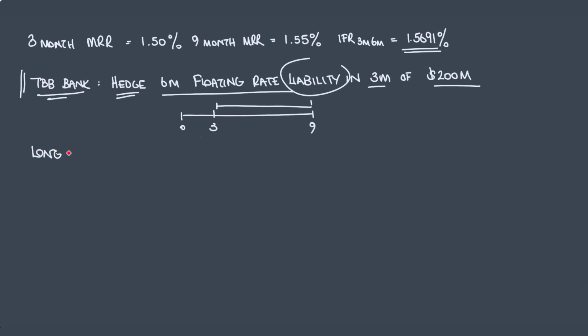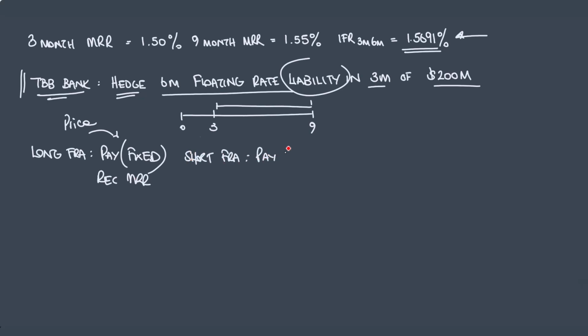Remember, if you go long on an FRA, you agree to pay a rate that's fixed. That is the price of the FRA. FRAs are not priced in dollars, they're priced in interest rates. You pay the fixed, it would be this, and you receive MRR. If you go short on the FRA, you do the opposite. The short FRA would pay the MRR and would receive fixed.